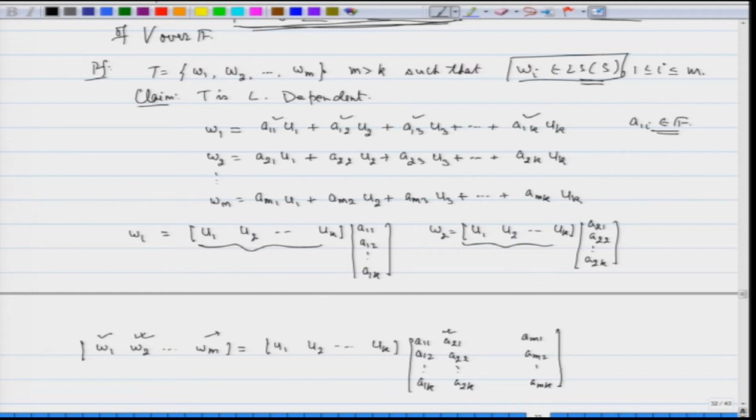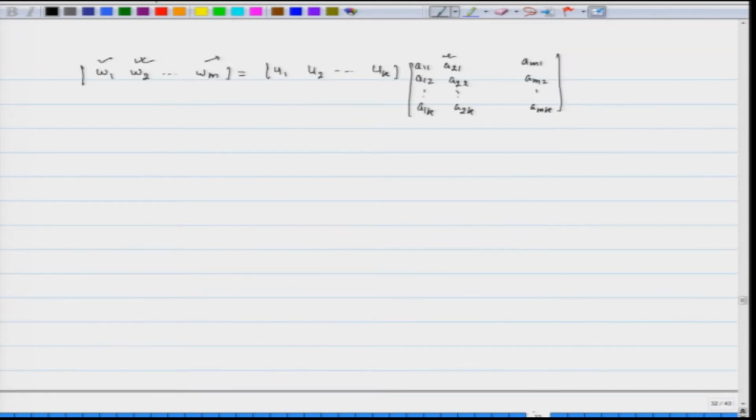All right. So, I have been able to write wi's in terms of ui's with this new matrix coming into play for me. Is that okay? So, I have got this matrix for me, which is [w1 ... wm] equal to [u1 ... uk] times this. Now, this matrix, look at the size of this matrix. How many rows are there? 1, 2 till k.